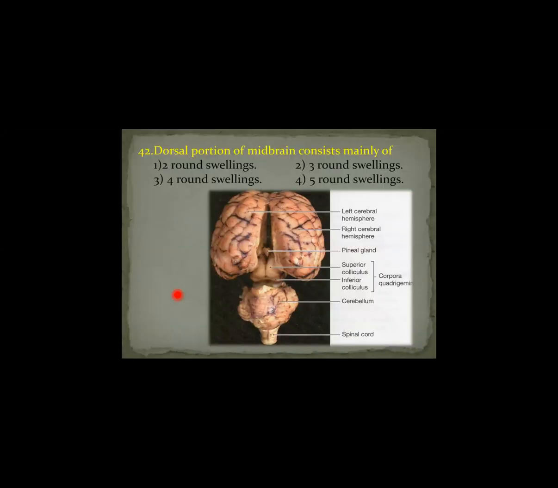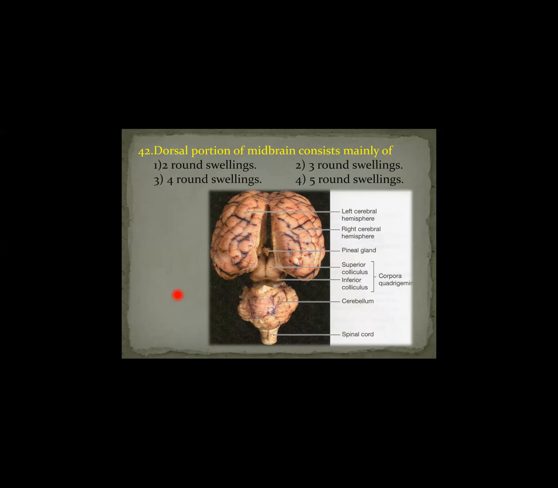Next, question number 42. The dorsal portion of the midbrain consists mainly. Here, the midbrain of a human being consists of two parts. One, corpora quadrigemina, there are four round swellings, and crura cerebri. The ventral portion of the midbrain consists of the nerve bundles called crura cerebri or cerebral peduncles, and the dorsal portion of the midbrain consists of four rounded swellings. These rounded swellings are called corpora quadrigemina.